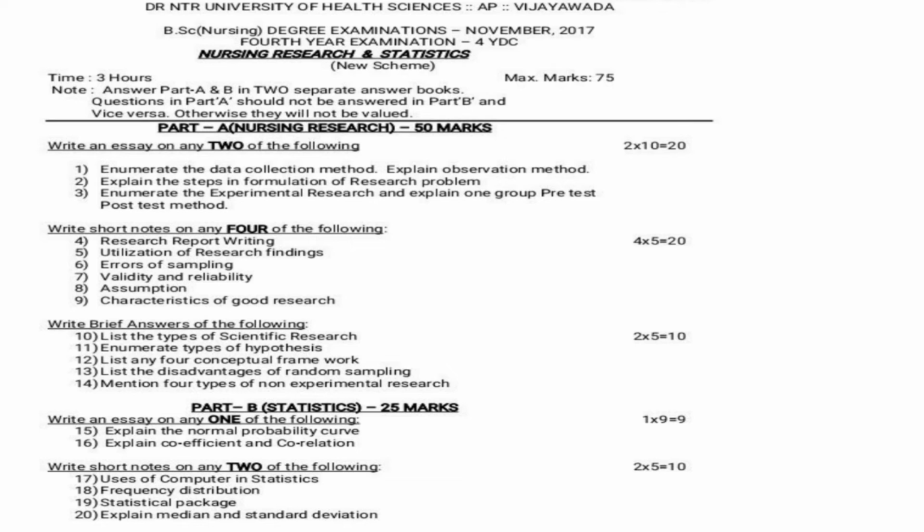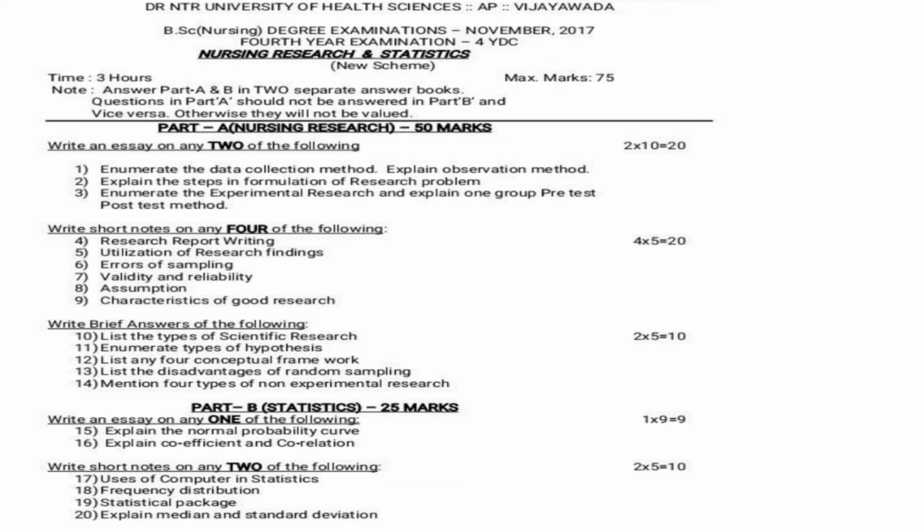Next, short notes. Fourth question, research report writing. Fifth question, utilization of research findings. Sixth question, errors of sampling. Seventh question, validity and reliability. Eighth question, assumption. Ninth question, characteristics of good research.